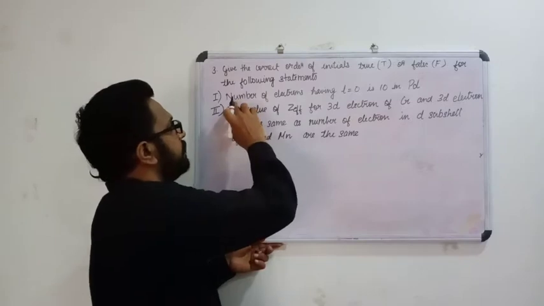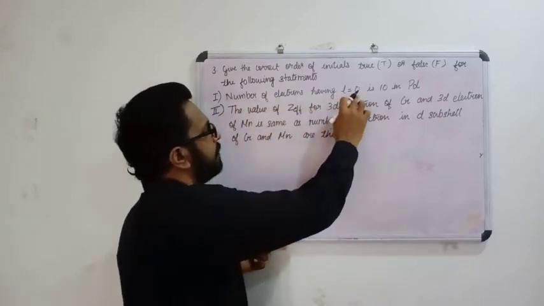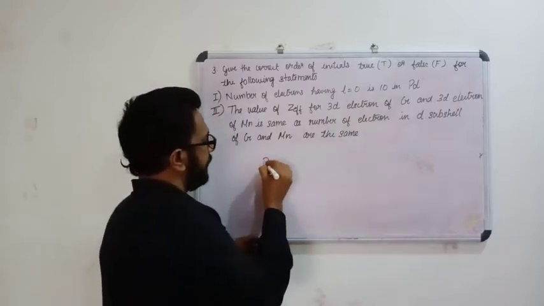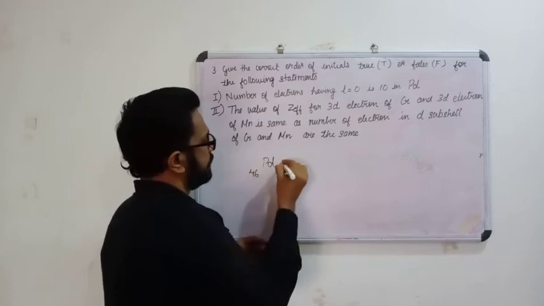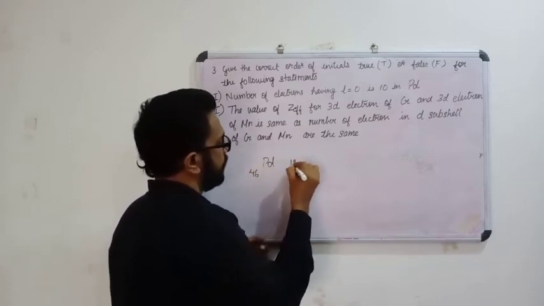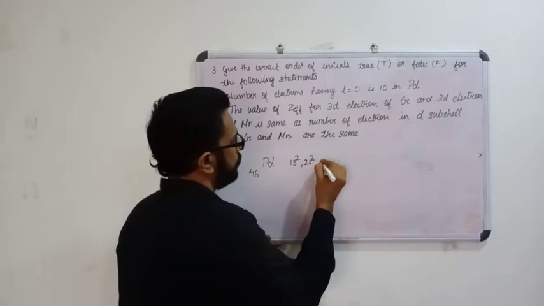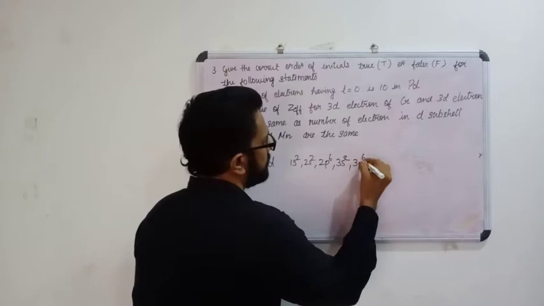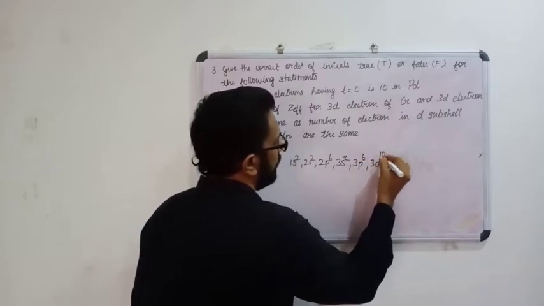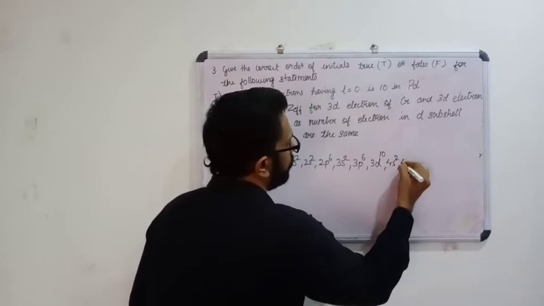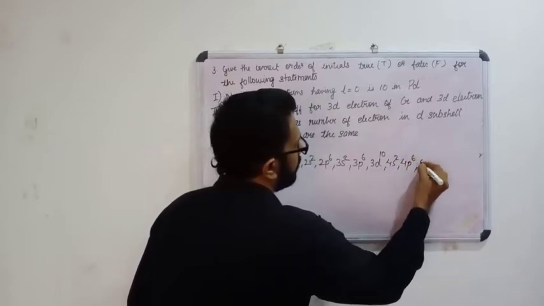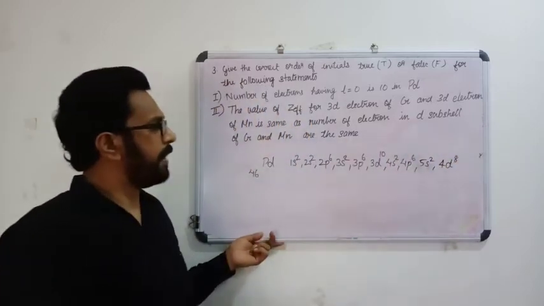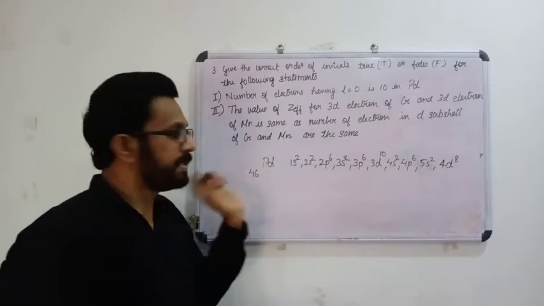Now the first statement goes like this: the number of electrons having l equal to 0 is 10 in palladium. So for palladium the atomic number is 46. The configuration goes like this: 1s2, 2s2, 2p6, 3s2, 3p6, 3d10, 4s2, 4p6, 5s2, 4d8. So according to the above principle, this is the configuration of palladium.